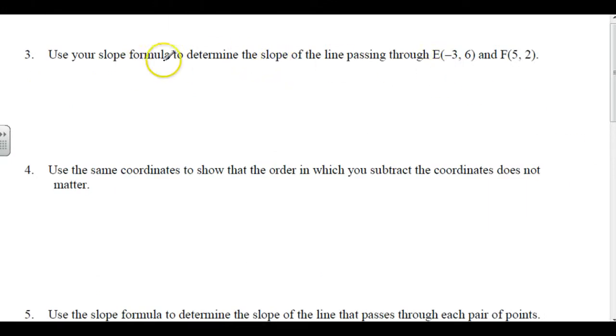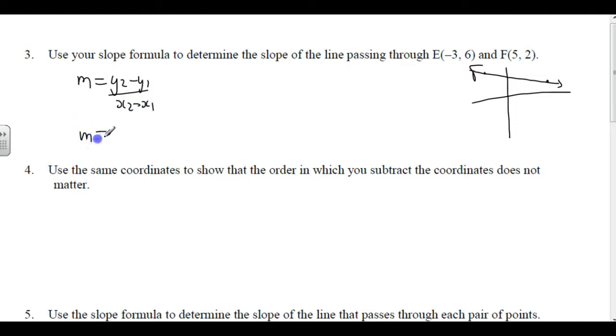Use your slope formula to determine the slope of the line passing through E and F. Now, what I'm going to do is just sort of sketch these very roughly. -3, 6 and 5, 2. And I can see from that this line has a negative slope. So I'm going to expect that my formula, m equals y2 minus y1. And remember, it's always formula, then substitution.